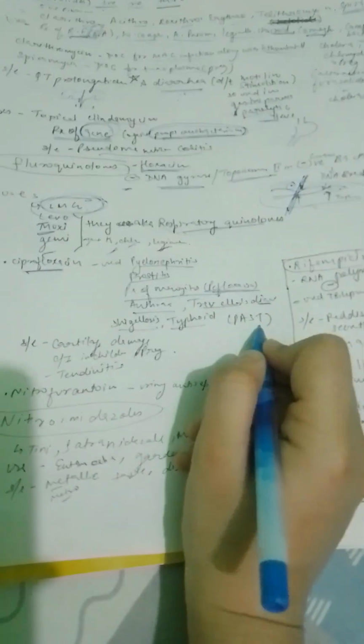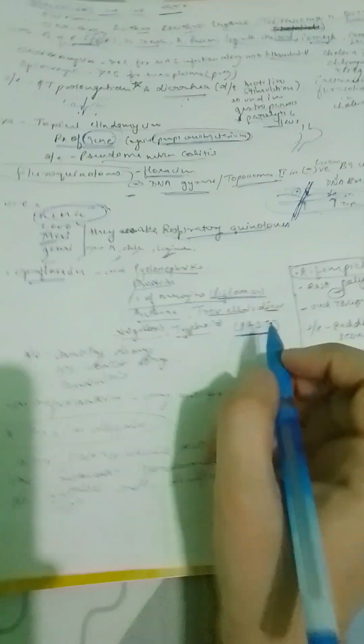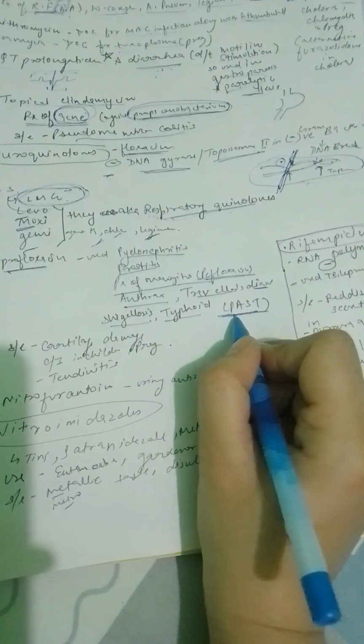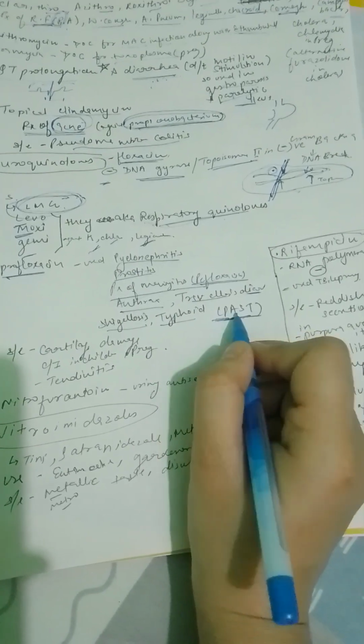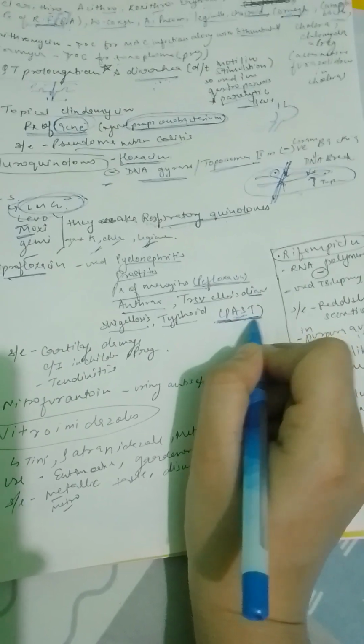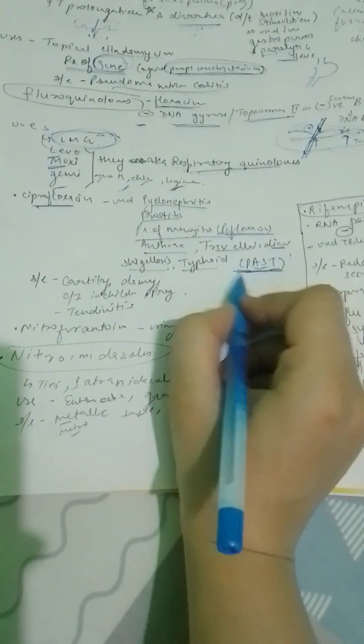Then for shigellosis and typhoid we can also use this ciprofloxacin. As a mnemonic we can remember, for PAST we can use ciprofloxacin. PAST means pyelonephritis, prostatitis, prevention or prophylaxis of meningitis, then anthrax. Then traveler's diarrhea, then shigellosis, and then typhoid. So for the mnemonic we can use this PAST.